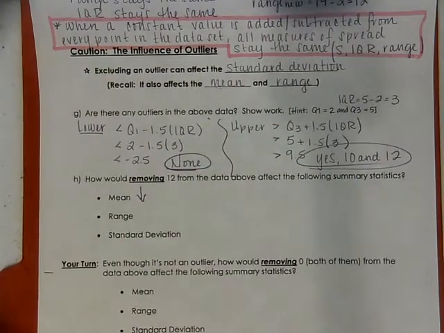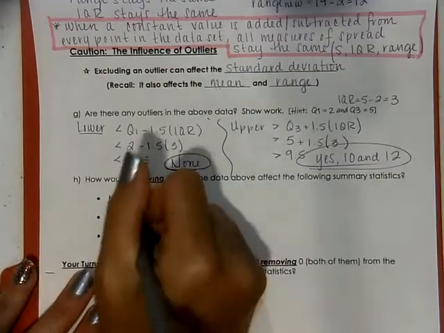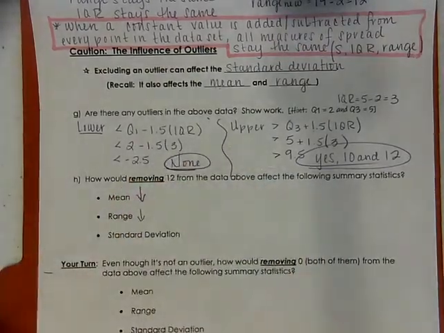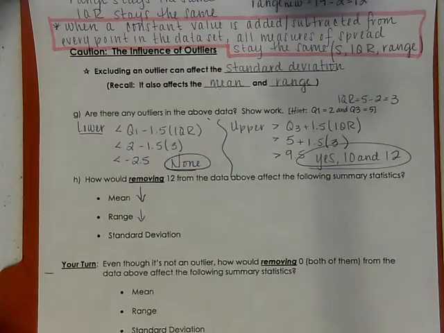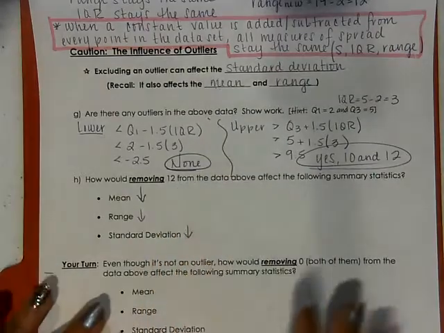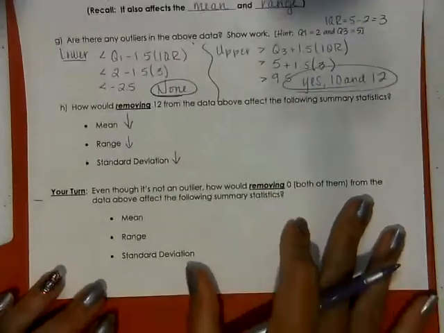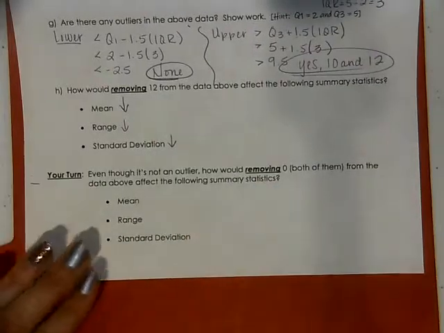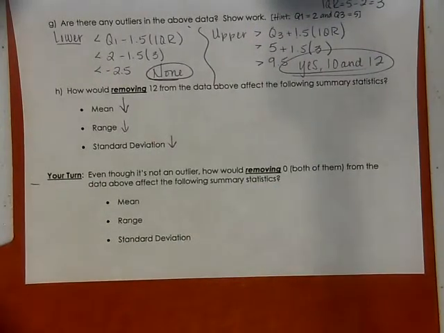Now your range, you're going to have a new maximum. Your maximum isn't going to be 12 anymore. The Tigers' maximum is going to be 10. So your data is now closer together, so your range is going to go down. Well, you removed an outlier from the data set, so your data is less spread out, meaning your standard deviation is also going to go down. Try the next one on your own. You can pause the video.